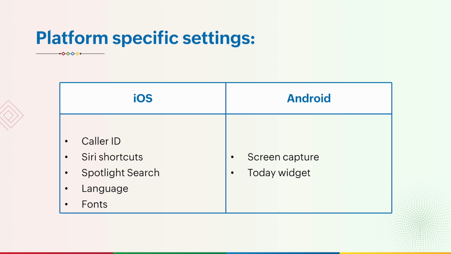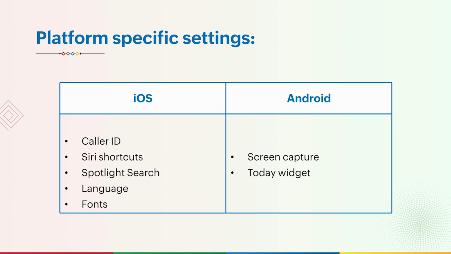Whereas on the counterpart Android, there are two settings that are specific to the Android platform. The first one is Screen Capture. The screen capture setting can be enabled or disabled to allow or restrict the users from taking screenshots inside the application. Lastly, the Today widget. Today widget allows the users to add a widget on their mobile device's homepage, which can be used to view the CRM activities for the current day, such as tasks, meetings, and calls from their mobile device's homepage.